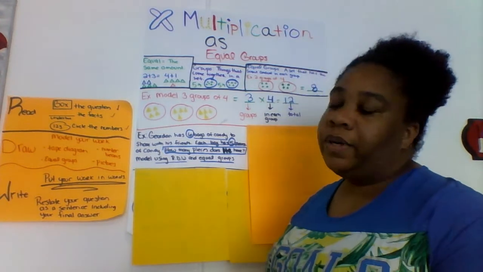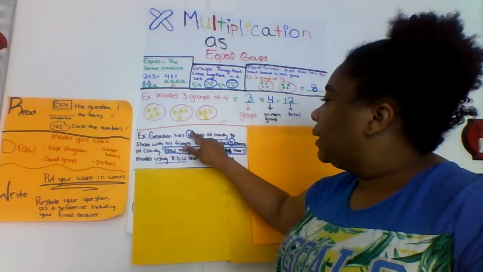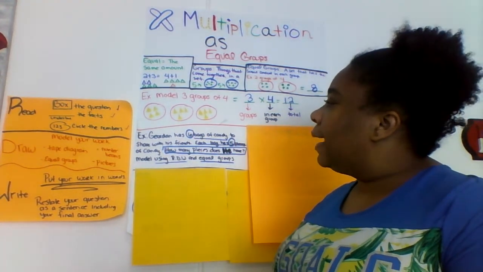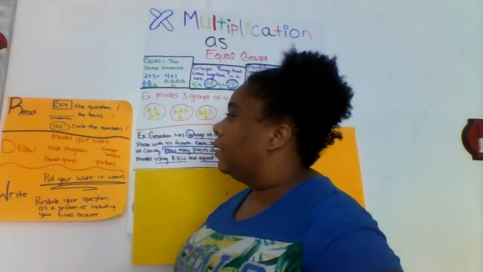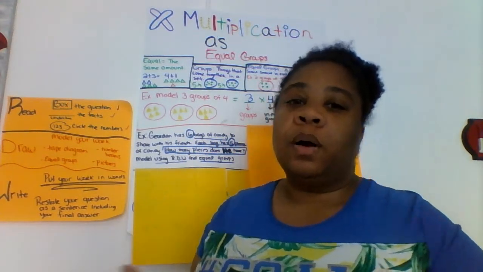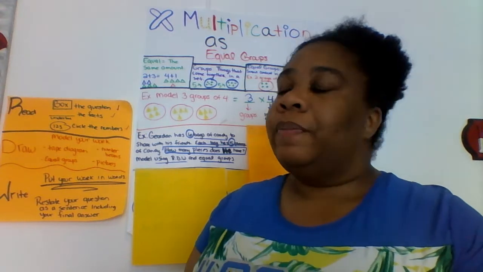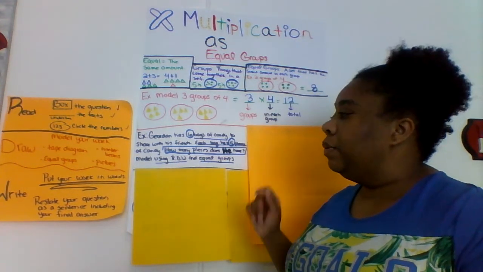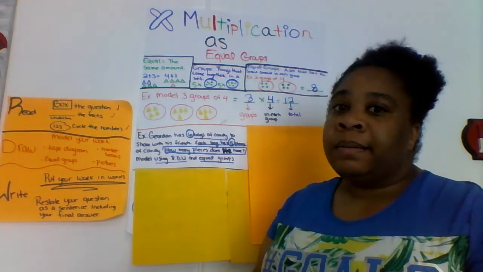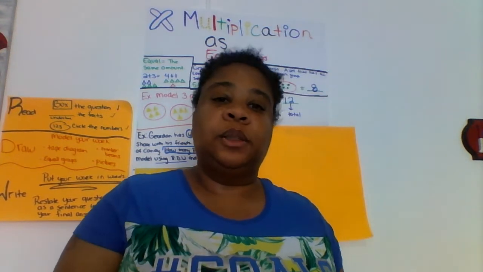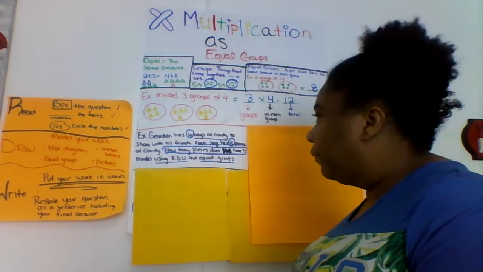So be very careful when you read it. There are 6 here, and there's 5. Okay, I did all my steps for read. Now I'm getting ready to draw or model this word problem. Remember, it says model using equal groups. So I have to determine, am I going to have 6 groups or will I have 5 groups?